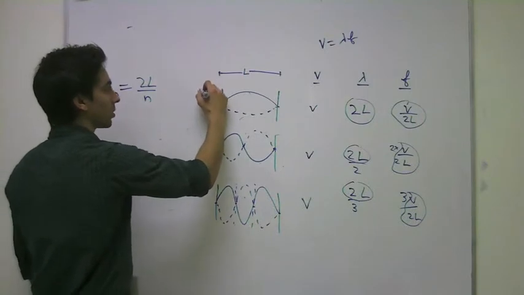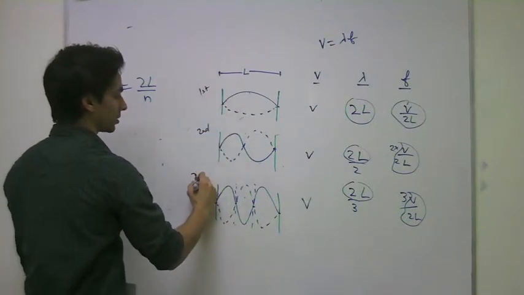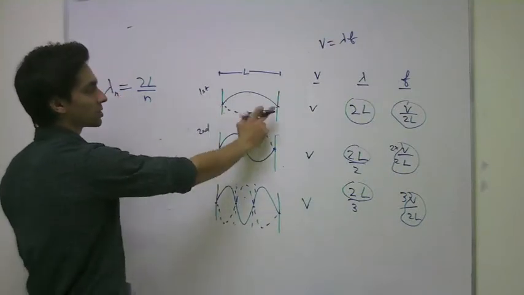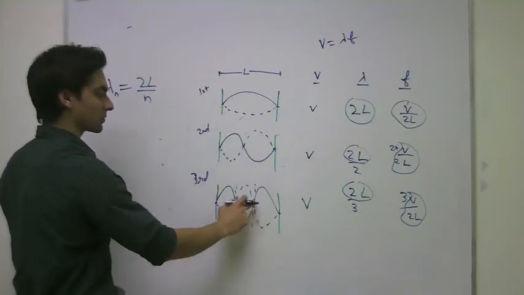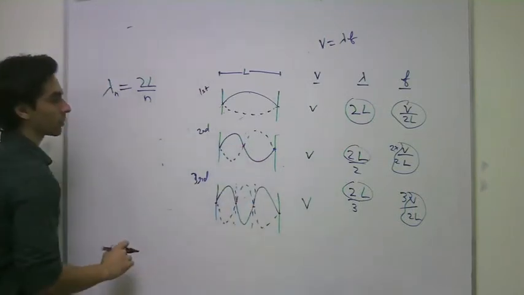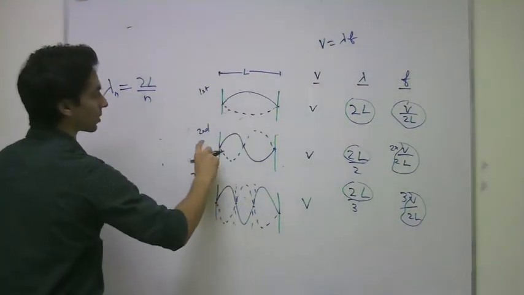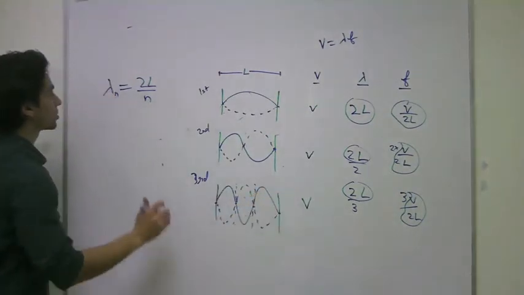So mode of oscillation is also called the harmonic. Okay, so this here is called the first harmonic. This is called the second harmonic. This is called the third harmonic. How do you recognize first harmonic? A first harmonic has 2 nodes. A second harmonic has 3 nodes. A third harmonic has 4 nodes, etc. Okay? Or you can just talk about the antinode. The first harmonic has 1 antinode. A second harmonic has 2 antinodes. And a third harmonic has 3 antinodes.